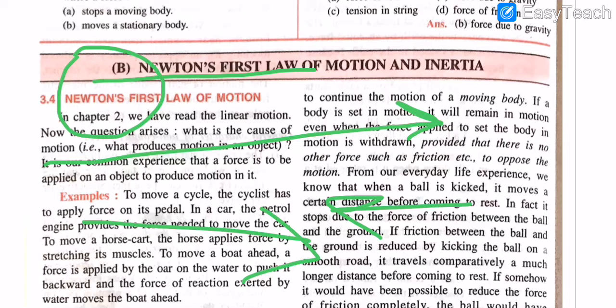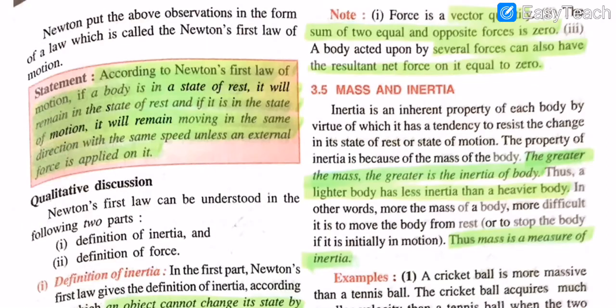even 0.0001, the body will stay in motion continuously forever for its entire life, like the life of Earth. So Newton put the above observations in the form of a law, which is called Newton's first law of motion statement.